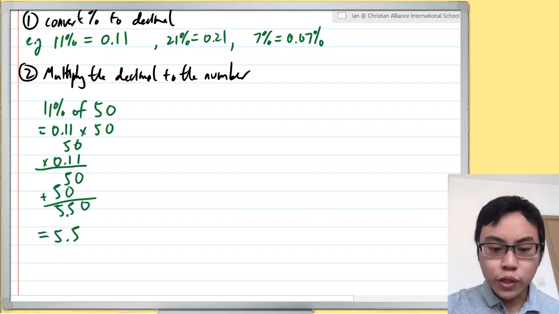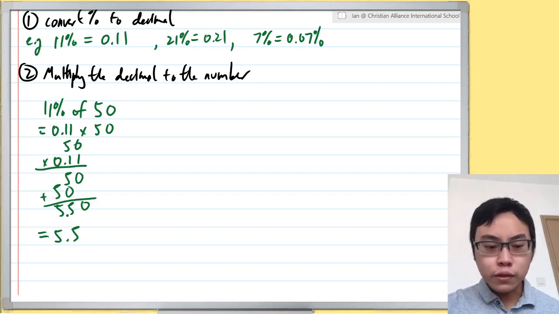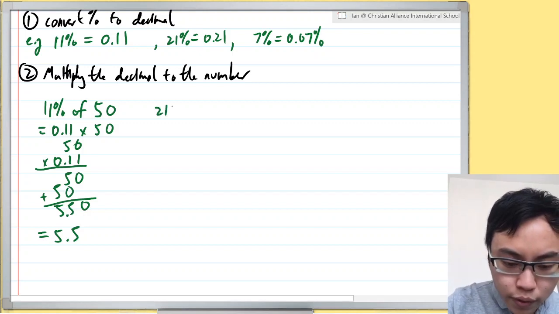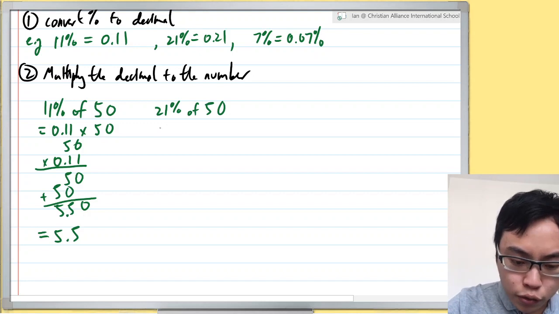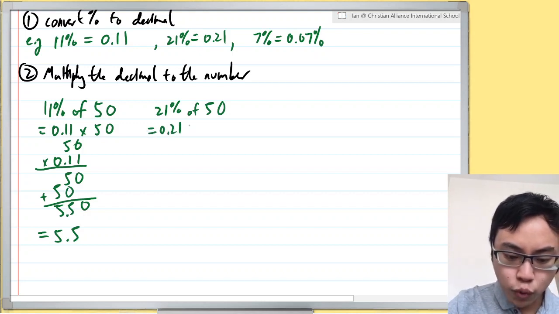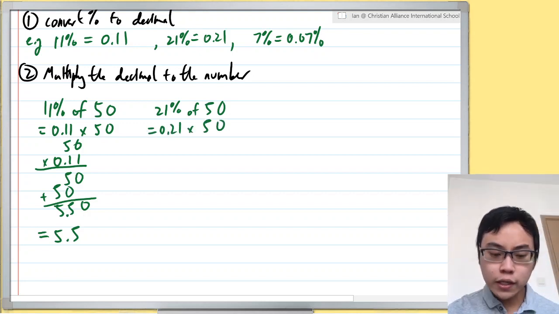What about for 21% of 50? Let's still do it. So 21% of 50, and so 21% is the same as 0.21 times 50, and then let's do our working out.